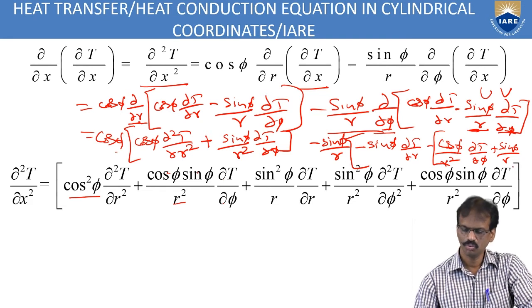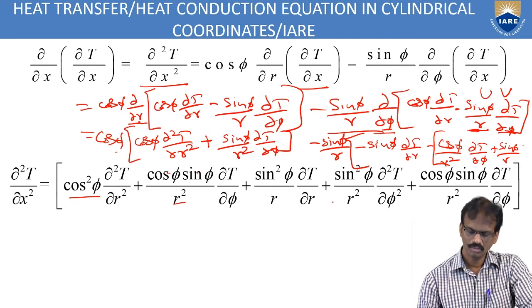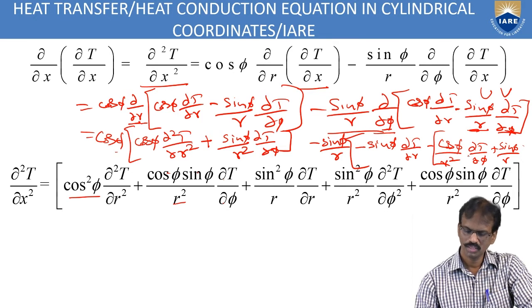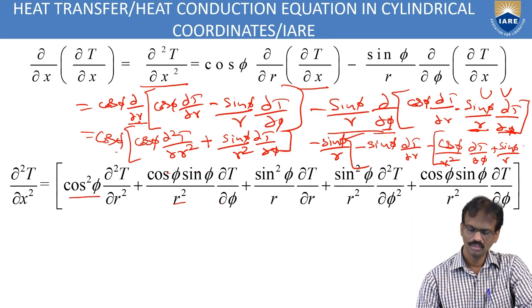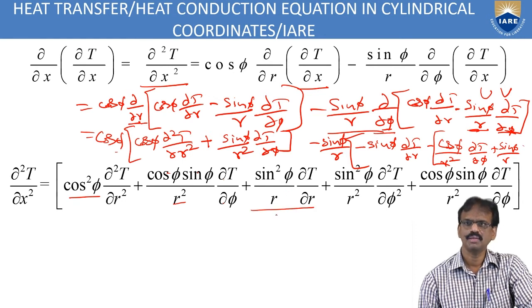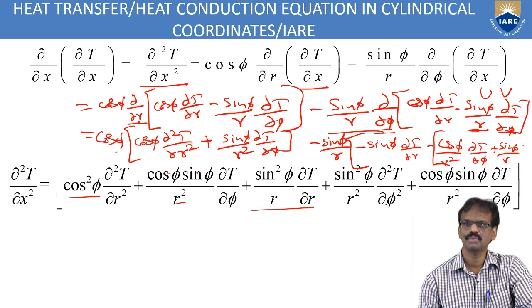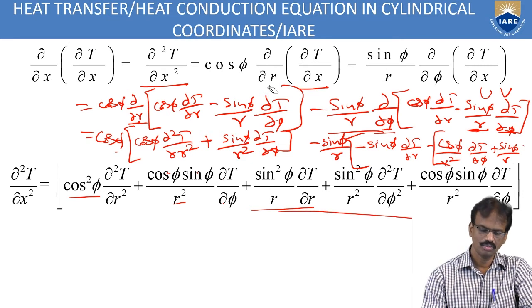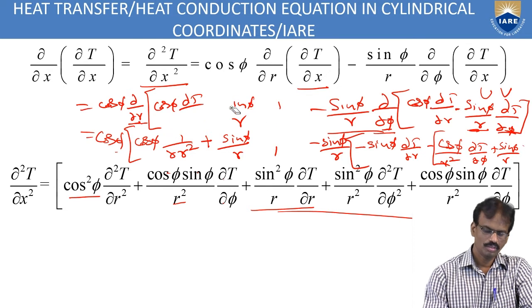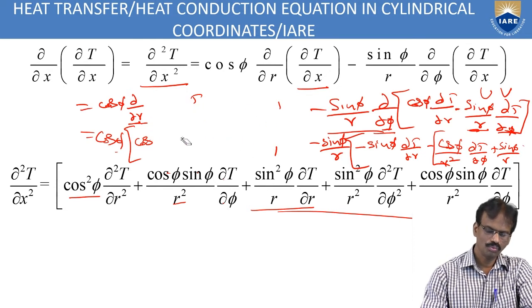∂²T/∂θ². If you solve this one, then you will get this. Minus minus plus will become plus. Then we will get sin²θ/r · ∂T/∂r plus sin²θ/r² · ∂²T/∂θ² plus cosθ sinθ/r² · ∂T/∂θ. We will get this value. Okay, so this is the value of ∂²T/∂x².